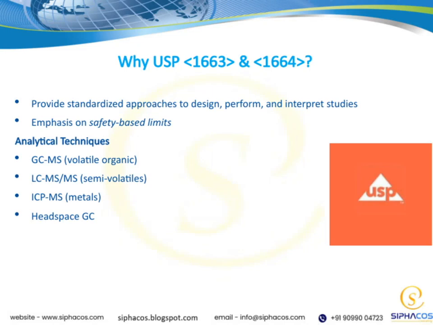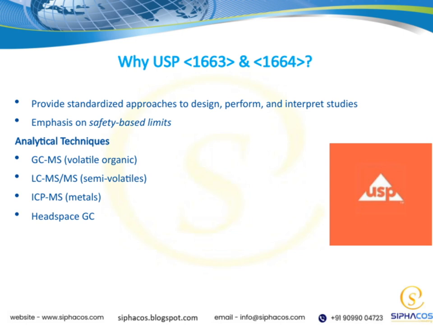So, why are USB 1663 and 1664 important? Well, they provide standardized approaches to designing, performing, and interpreting studies, which really helps ensure consistency and reliability across different laboratories and testing methods. This standardization is crucial for maintaining quality and trust in the results we obtain. There's also a strong emphasis on safety-based limits, meaning these guidelines focus on protecting public health by setting clear, scientifically backed thresholds for various substances.